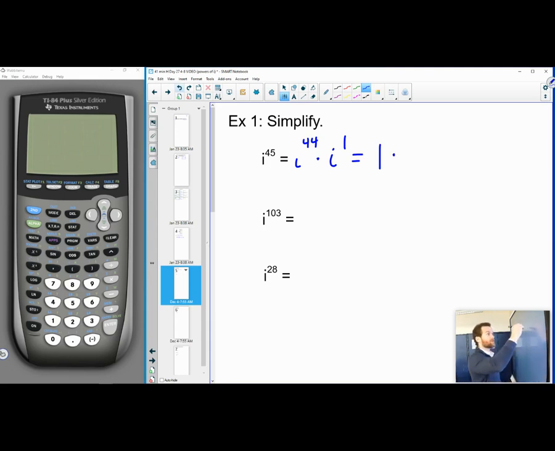Times, well, i to the 1 is just i, so we get i as our final answer. So one thing, whenever we're simplifying, we never ever want to have a power of i. I guess we can have a power of 1, but that's not really a very interesting power. Anytime we have a power of i that's higher than 1, we've got to simplify it. We've got to simplify it to either that 1, the i, -1, negative i, or 1.